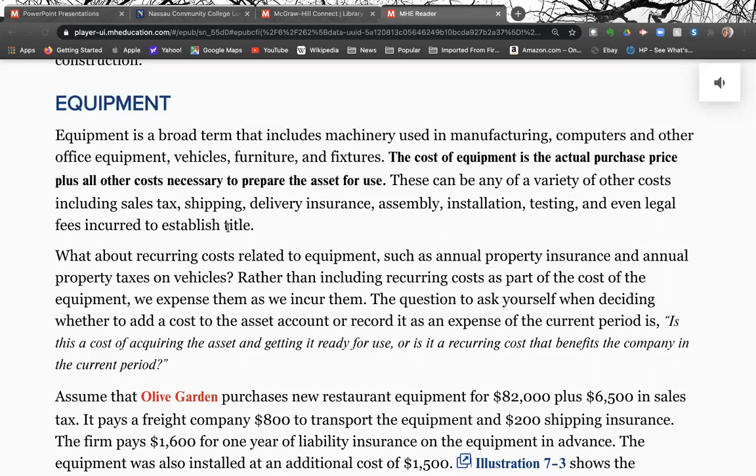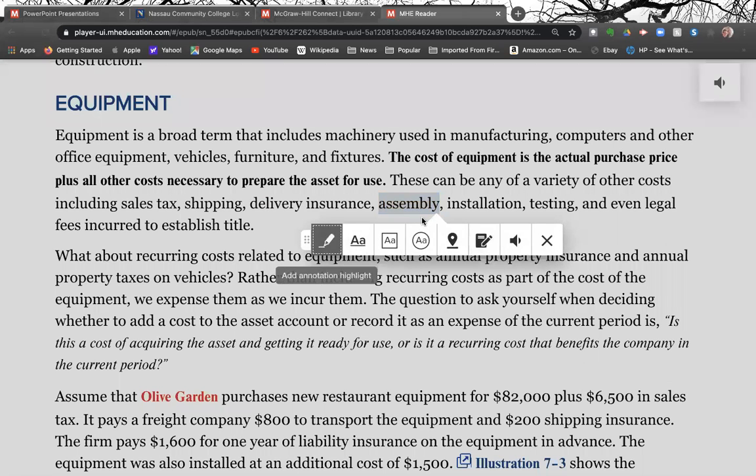Now, sometimes the asset might come to you and you have to hire someone to put it together. Think of that furniture and stuff that you buy from IKEA, right? What a pain in the neck it is putting that together. But imagine if you had a company and you bought, I don't know, 100 desks from IKEA. And those desks have to be put together, right? What a nightmare that would be for you to do. So you hire someone to do it. The cost of the assembly would get added to the cost of the desks.